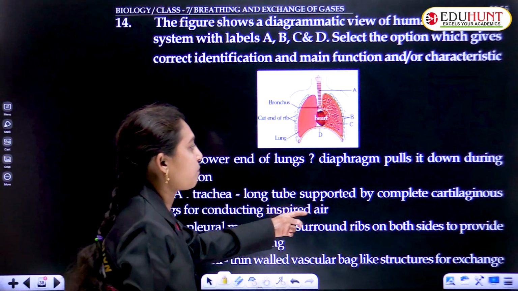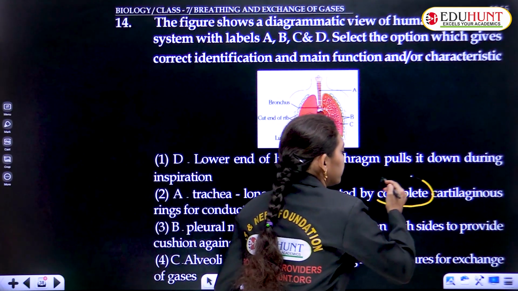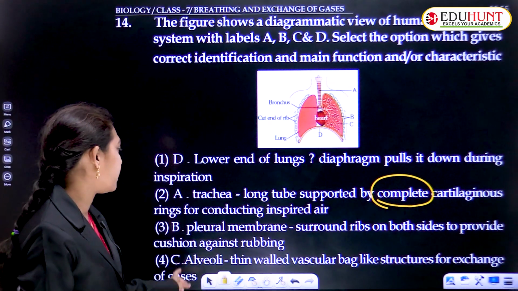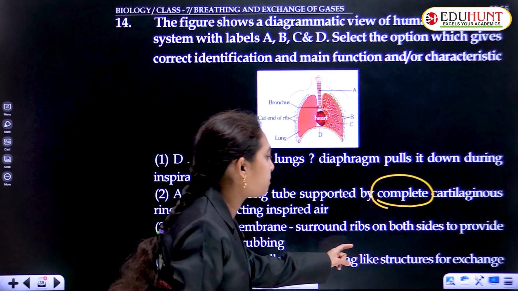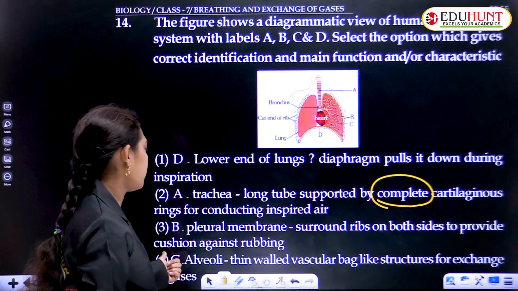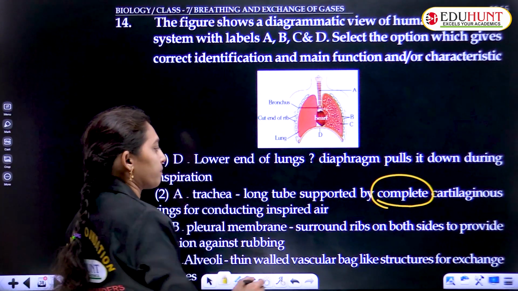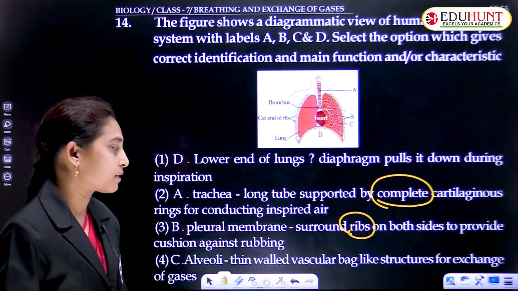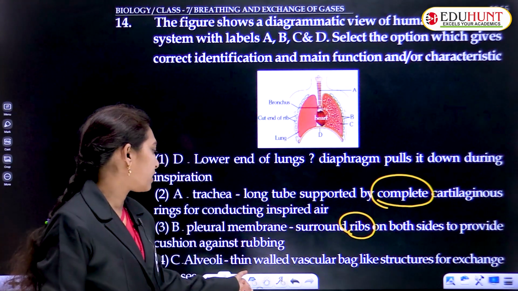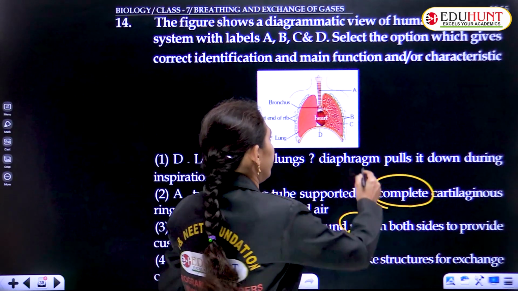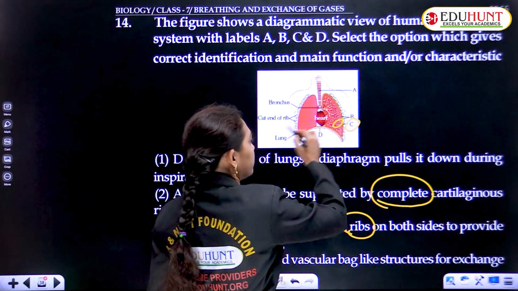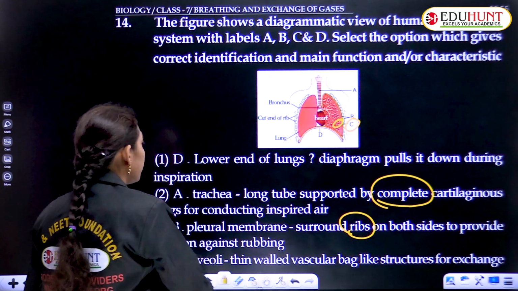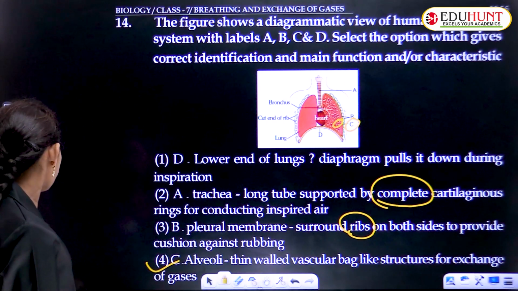Trachea, long tube supported by complete cartilaginous rings. This is wrong, because the cartilaginous rings are not complete, they are incomplete. Pleural membranes surround ribs on both sides to provide cushion against rubbing. So these are present on the lungs. Alveoli, thin walled vascular bags. See, alveoli are the thin vascular bag like structures for exchange of gases. This is the correct option.